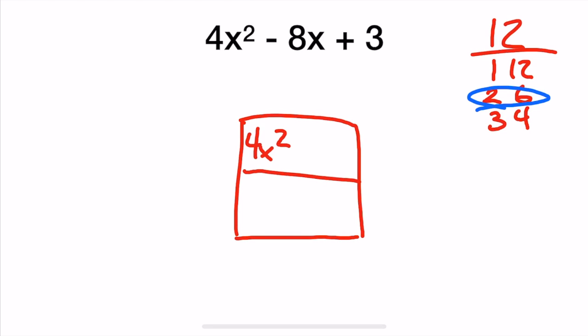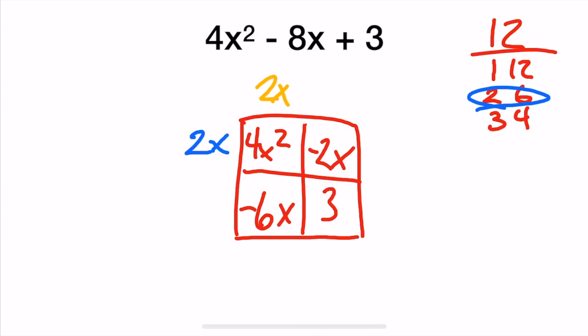4x squared, 3, negative 2x, negative 6x. All right, so let's find our greatest factors. In this case, we start with 4x squared and negative 6x. Our greatest factor is, in this case, 2x. Then 4x squared, negative 2x. Our greatest factor is also 2x.